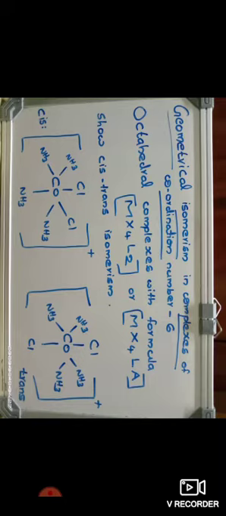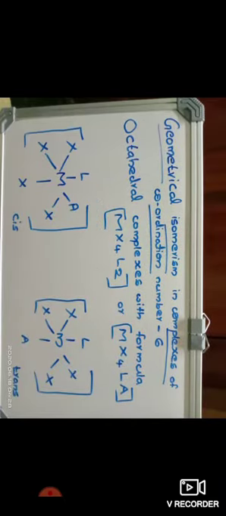In the case of MX4LA, we are able to say cis-trans isomerism. It is shown here. When the LA come adjacent to each other, it is the cis isomer. When the LA are opposite to each other, it is the trans isomer.